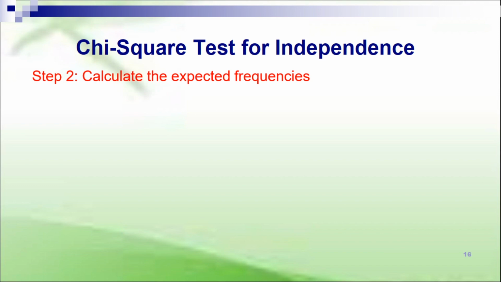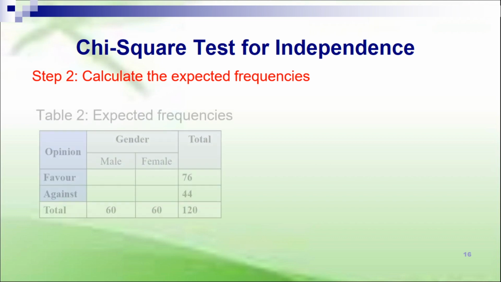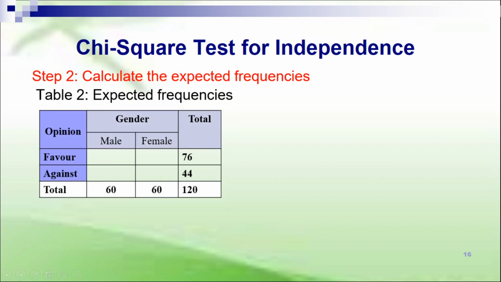As step number 2: step number 1 was just to state the hypothesis. Then in step number 2, calculate the expected frequencies. Now when you calculate the expected frequencies, you have to satisfy these conditions. That means the row totals and column totals should remain as given in the observed frequency table. Then you have to calculate E11, E12, E21, E22. E represents the expected frequencies table.